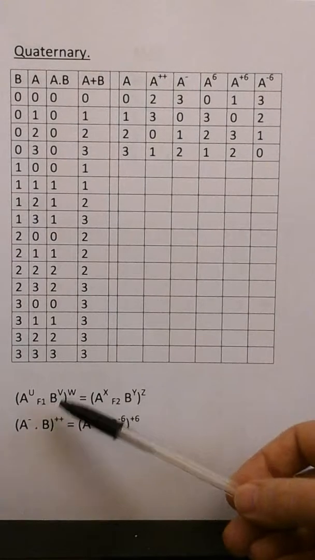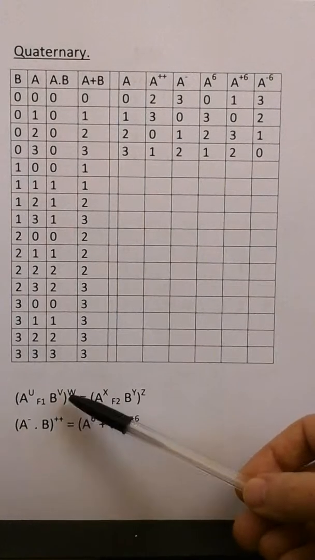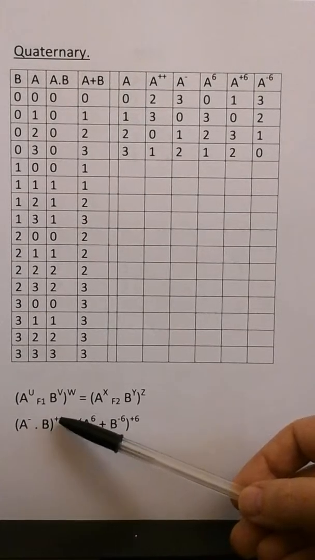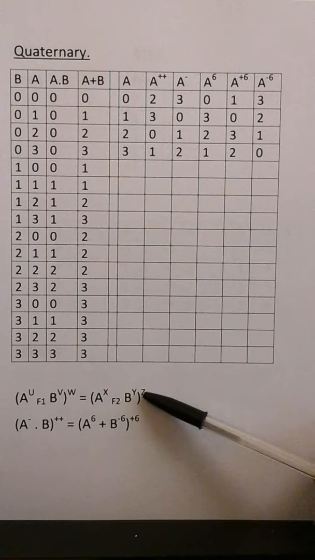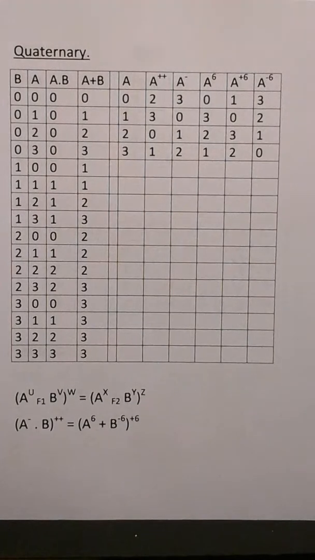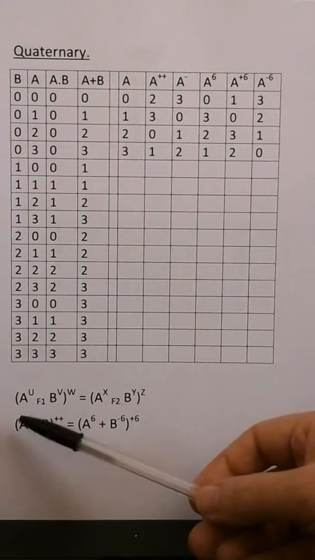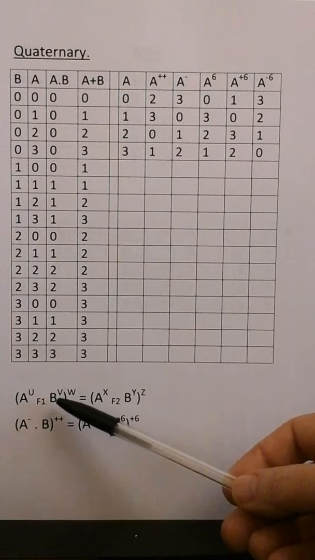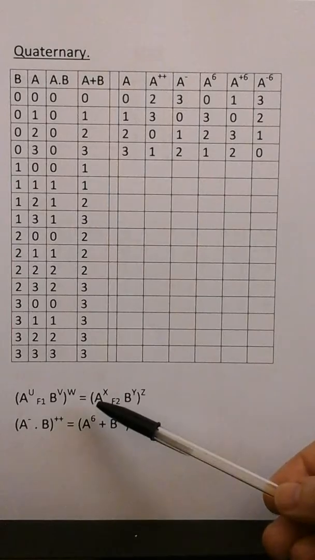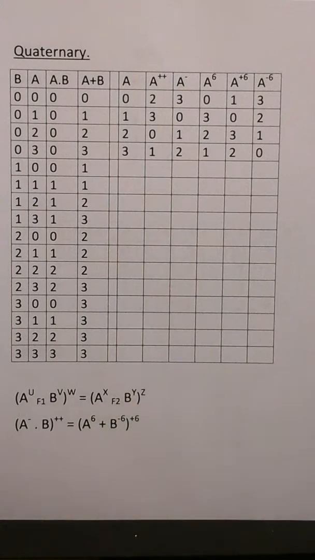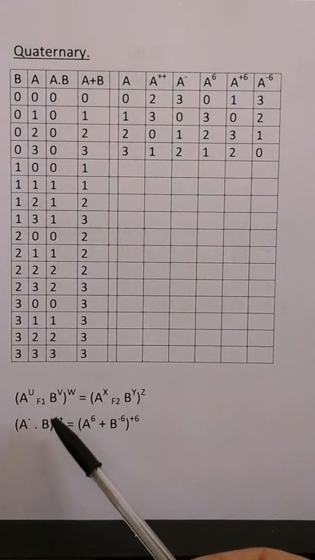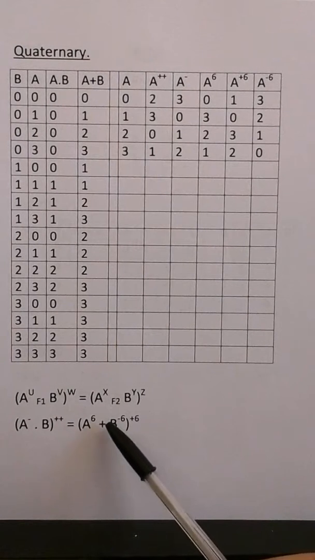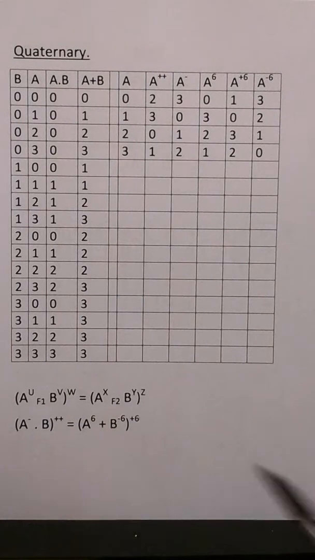So F1 is the minimal function, F2 is the maximal function, AU is A minus, BV is B, W is the output plus plus, and we're going to work out AX, BY and Z, the output Z. So we know AU, F1, BV, W and F2. I'm going to work out AX, BY and Z. So we're going to show that A minus and B plus plus equals A6 or max B minus 6 plus 6.